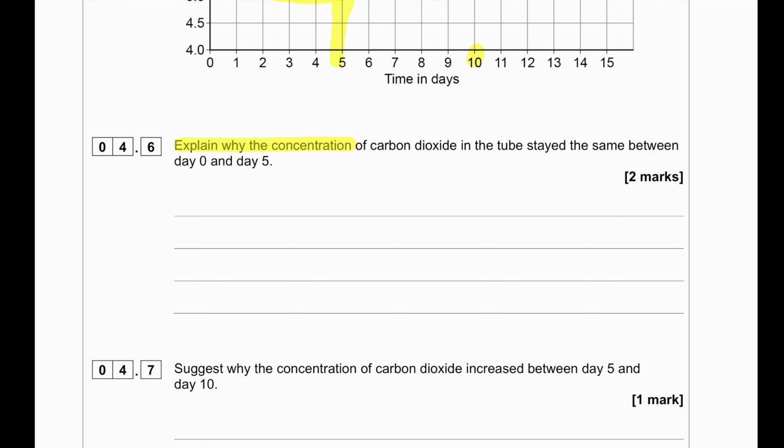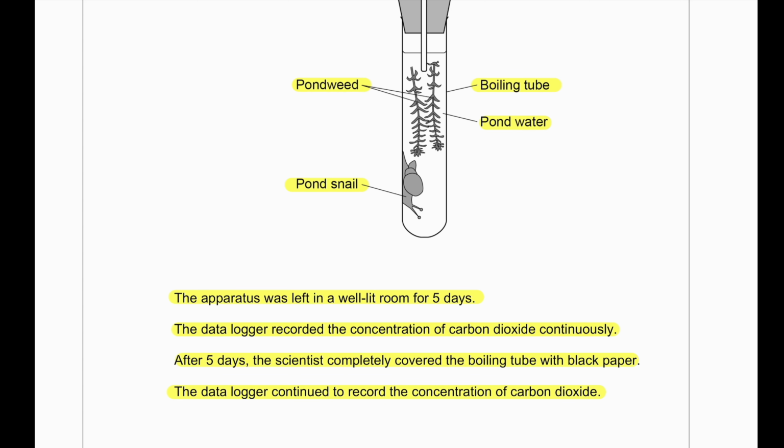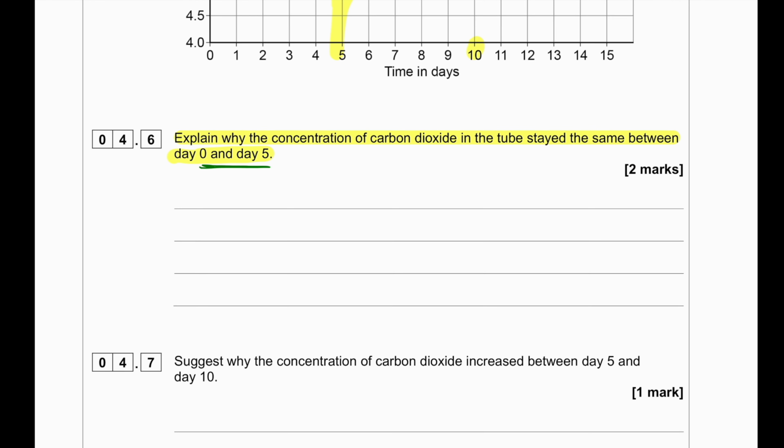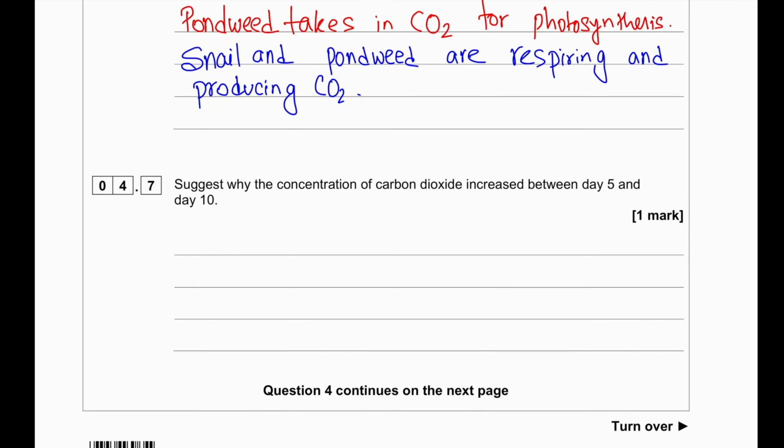Explain why the concentration of carbon dioxide in the tube stayed the same between day 0 and day 5. Now we know that between day 0 and day 5 the plant was able to photosynthesize because it was kept in a well-lit room for the 5 days, so the plant was able to photosynthesize, taking in carbon dioxide and producing oxygen. So we will answer in this way. The pondweed takes in the CO2 for photosynthesis, and the snail and the pondweed are both respiring, releasing carbon dioxide. So the level of CO2 remains constant.